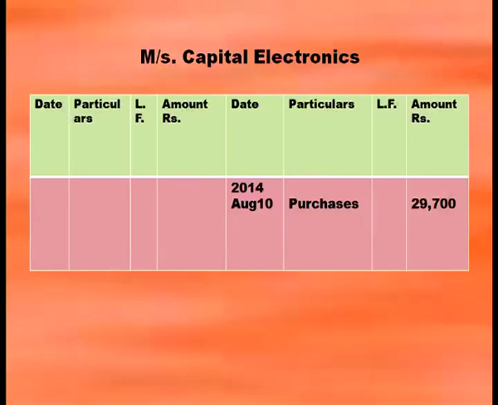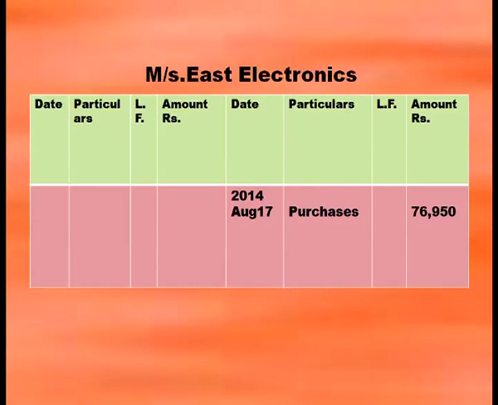Then Messrs. Capital Electronics. From them also Harsha Electronics purchased goods. So, on the credit side we will post by purchases 29,700 amount. Then East Electronics, from them also Harsha Electronics purchased materials. So, on the credit side of Messrs. East Electronics account, you will post by purchases, amount in the amount column and date in the date column. Purchases account debit to East Electronics, that will be the entry. Always purchases will have debit, that we have already studied in the journal.